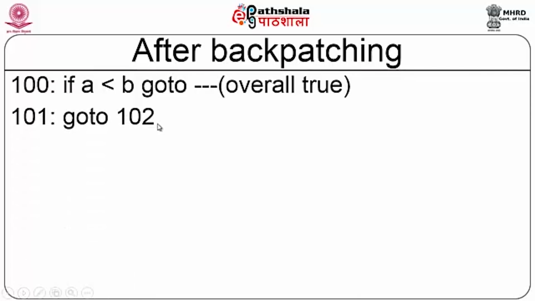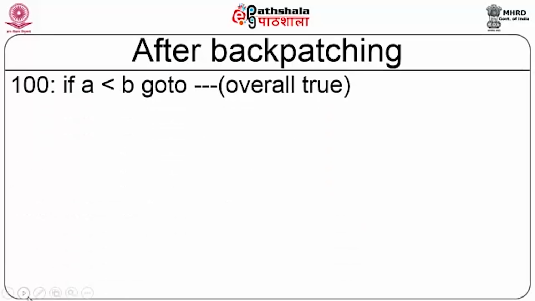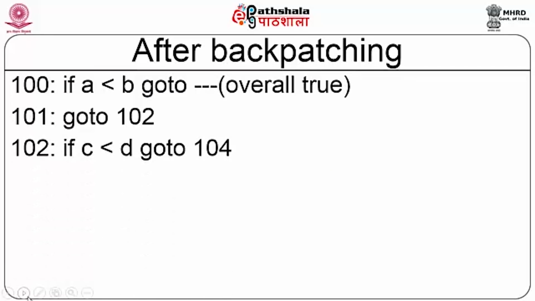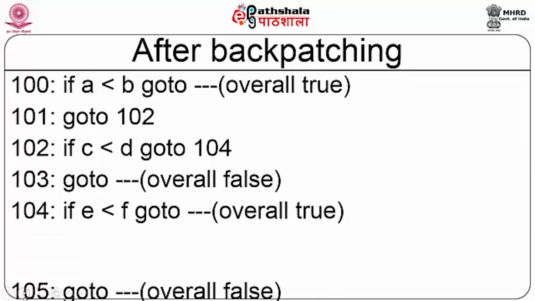Now, here I say go to 102. So, why did I have to say go to 102 here? We know that if this is false, okay, we say E dot false is equal to backpatch this with M dot quad, right. So, 101 should be backpatched with M dot quad. Similarly, here the true of this 102 should be backpatched with M dot quad here, which is nothing but 104. So, 102 should be backpatched with 104 and 101 should be backpatched with 102. So, that is what is available here. So, if A less than B, go to overall true, and 101 is go to 102, and here again go to 104, this is overall false, and this is overall true again, and this is overall false.